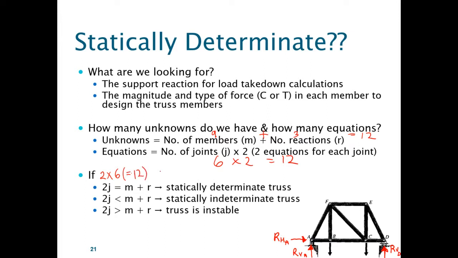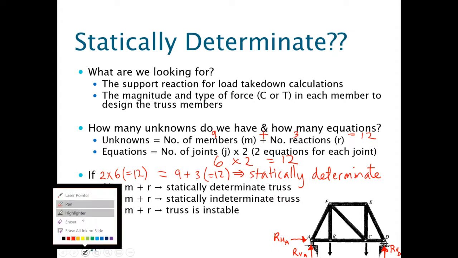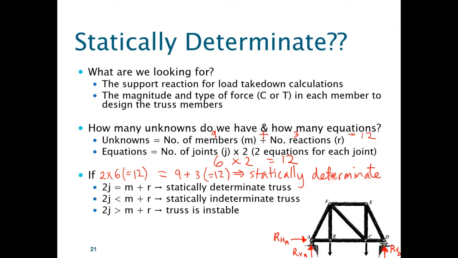And that's equal to M plus R, which is 9 plus 3, which is equal to 12. So that implies that it's statically determinate. So it's a statically determinate truss. In other words, we can use hand calculations to work out what all the forces in each of these individual members are. We can work out by hand the reactions for that truss.